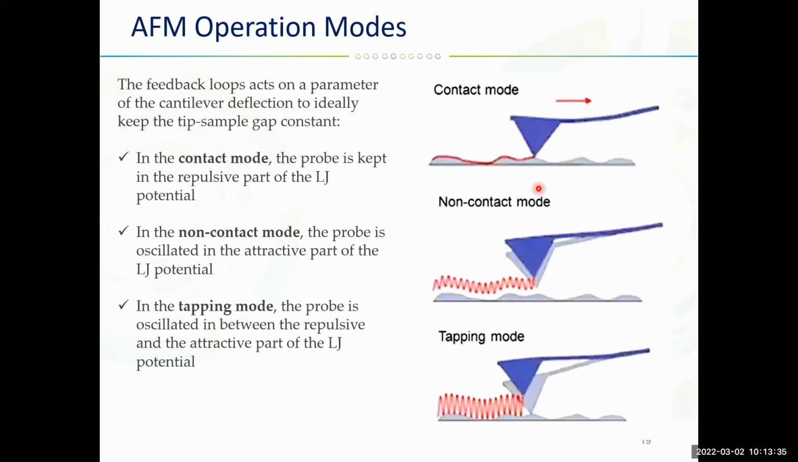Yes, so in the contact mode, the force is calculated using Hooke's law, and the feedback loop adjusts the probe height to try to maintain a constant force and deflection of the cantilever. So this is known as a deflection set point.